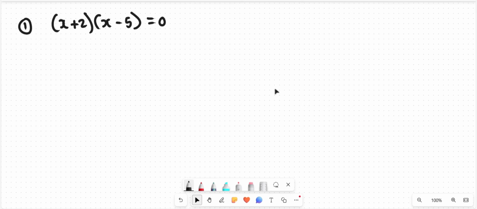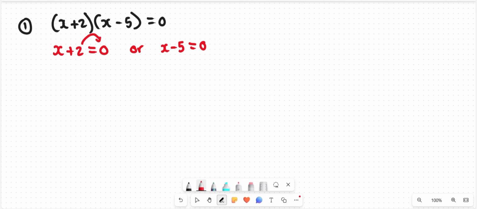In example 1, we're given x plus 2 multiplied by x minus 5 is equal to 0. One thing I need to realize is that these two brackets are multiplying each other. So what does that mean? It means I could just take the first bracket, the x plus 2, which is my a, and make that equal to 0, or the second bracket will be equal to 0. And in each of these brackets I could just solve for x quite easily.